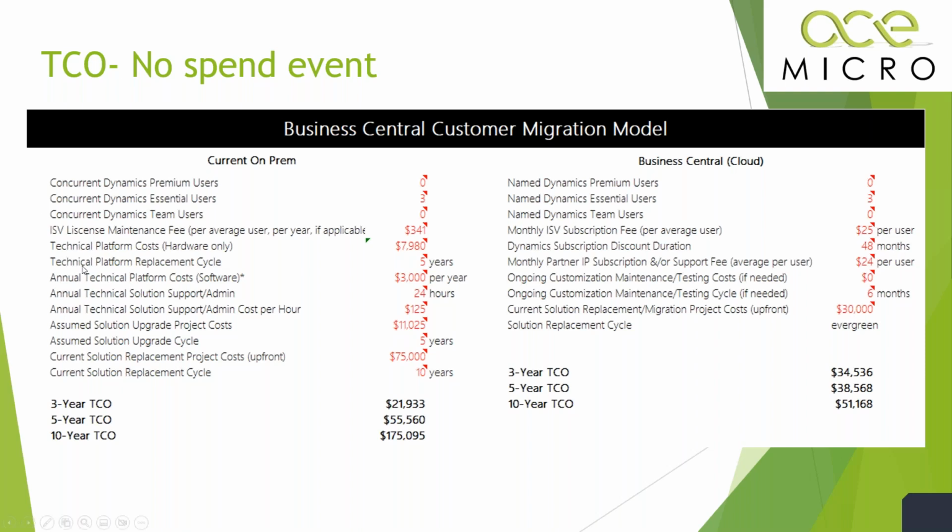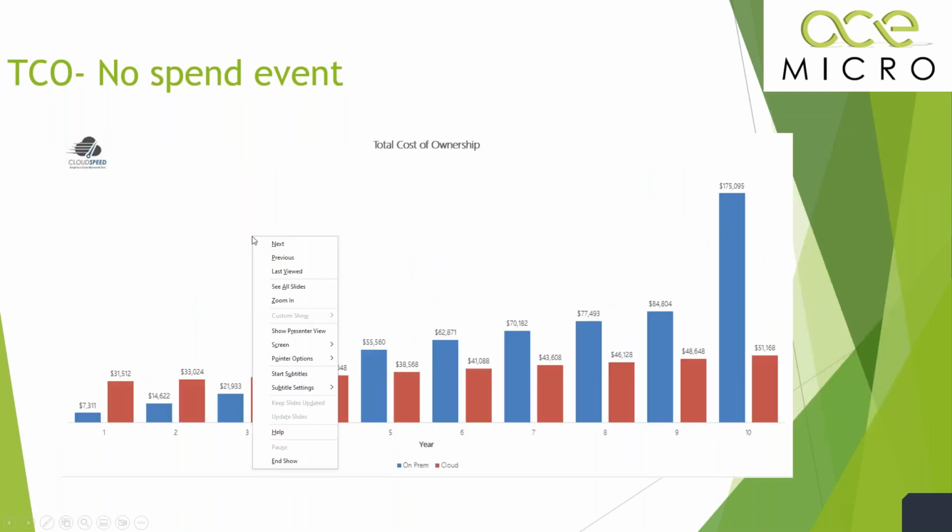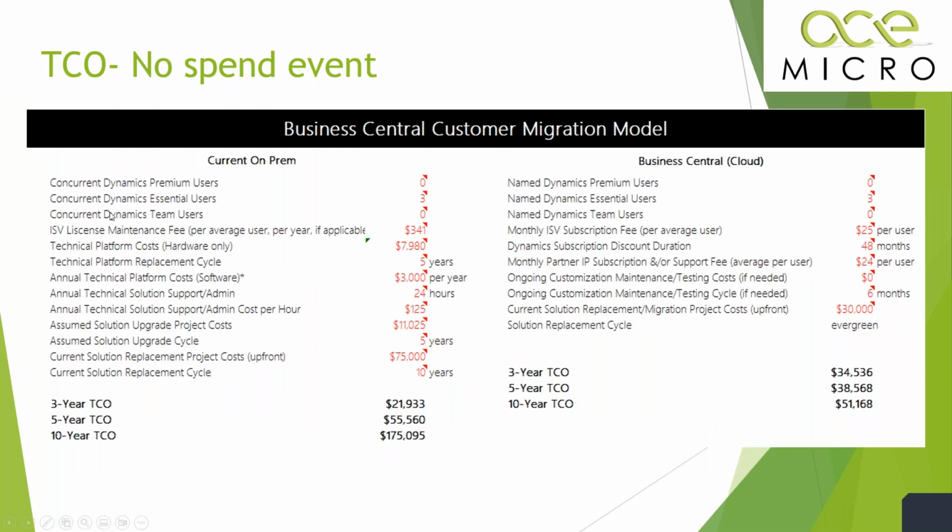I won't go through all the details here, but the bottom line is on this left-hand side. Let me back up my slide. On this left-hand side, this is your current situation on premise. This is GP, where it says current on-prem. And this is a small GP deployment: 3 users. They've got a little bit of ISV licensing here.